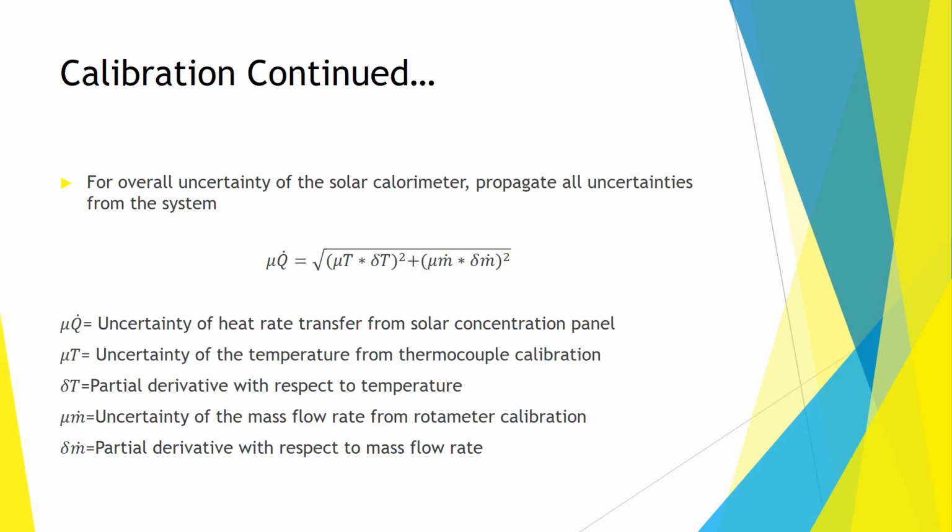Once again, this is only a simple example of a solar calorimeter, and there are many versions with different properties to improve their systems, which all lead to more variables and more uncertainties.